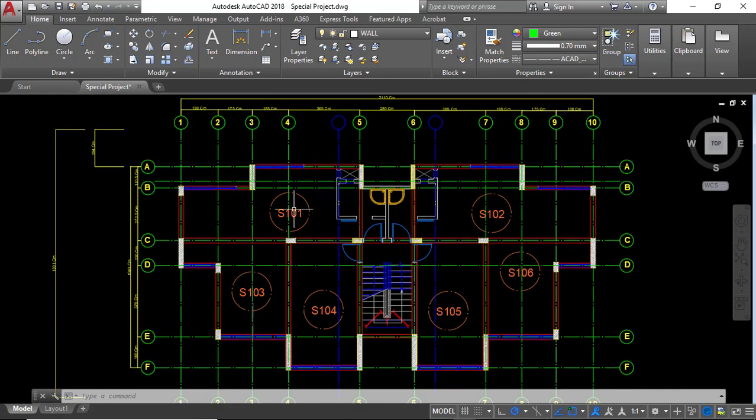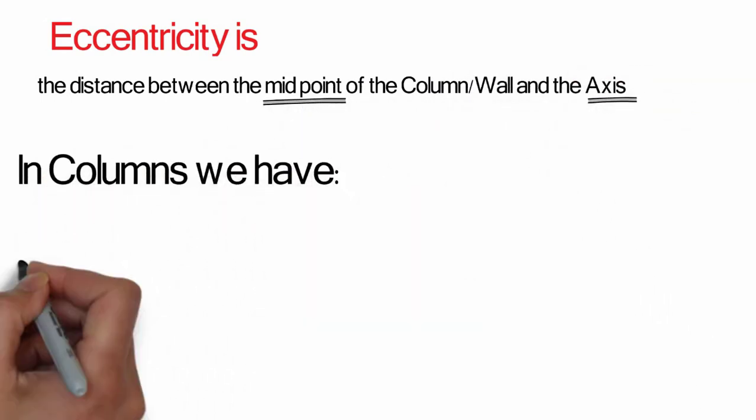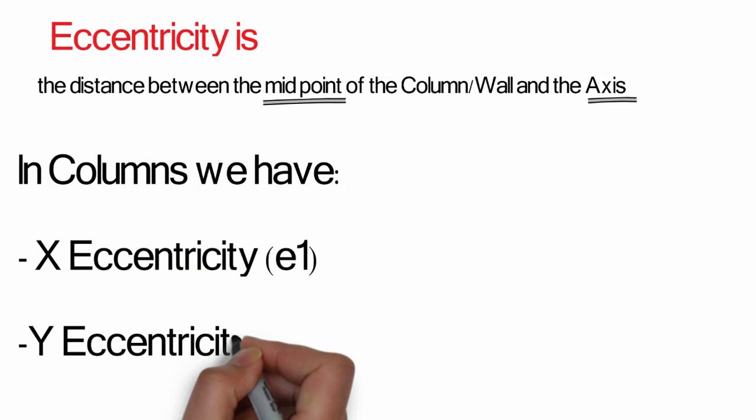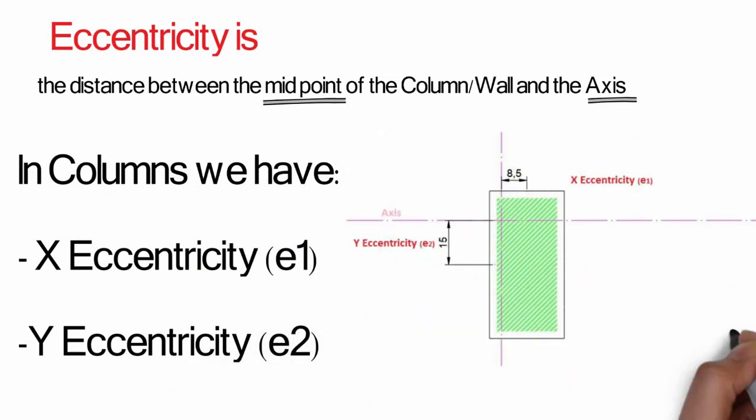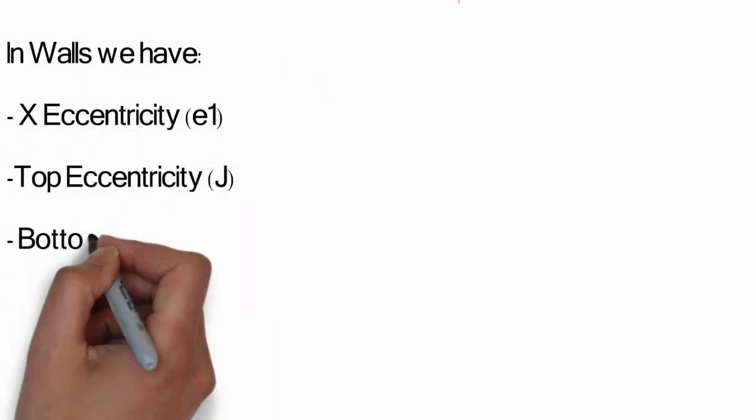And in order to draw any column or a wall, we need two things. First, we need the dimensions, and then we need the x and y eccentricities. Eccentricity is the distance between the midpoint of the column or wall and the axis. In columns, we have x and y eccentricities as shown in the figure, while in walls, we have x eccentricity, top and bottom eccentricities.